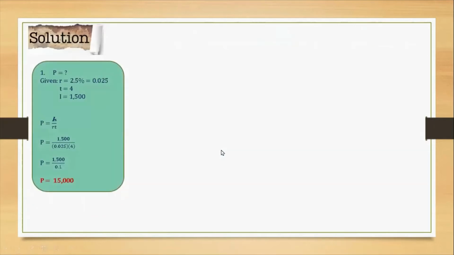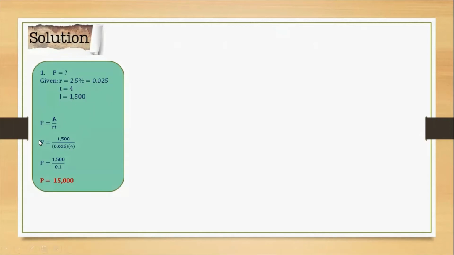Number 1. So we are looking for P, given the rate, which is 2.5%, which is simply equal to 0.025. And the time is also given, which is equal to 4. And the I, or the interest, which is equal to 1,500. Now let's initiate the formula, which is P is equal to IS over R multiplied by T. Now you have there the formula. You are going to substitute the given.